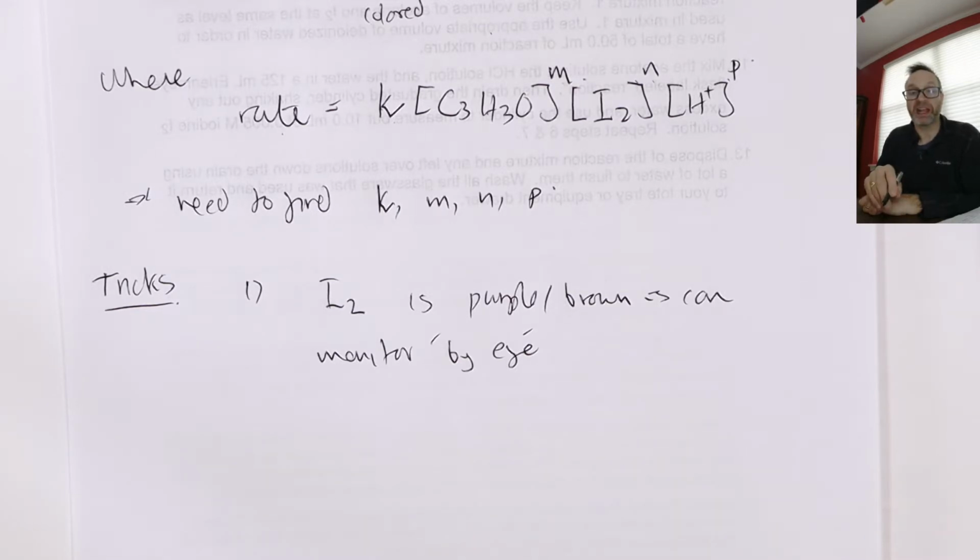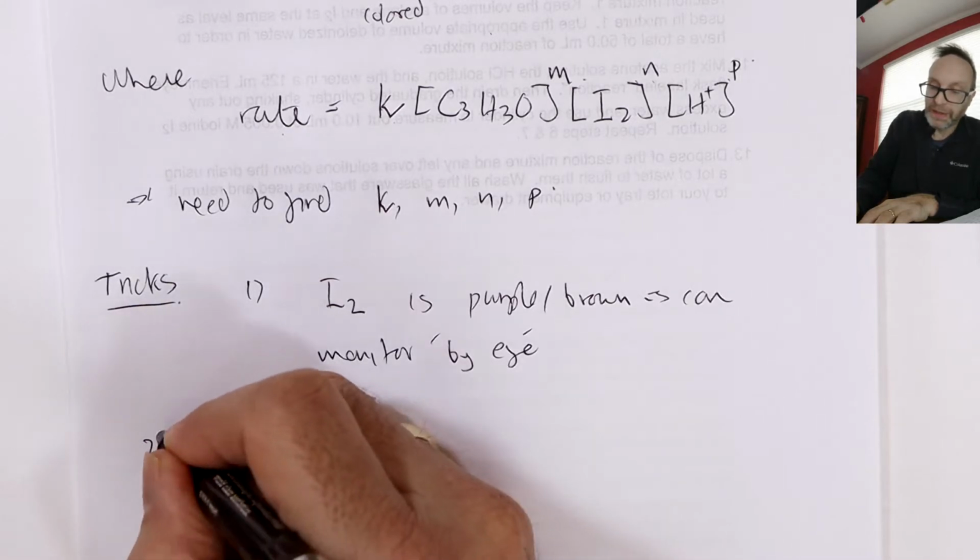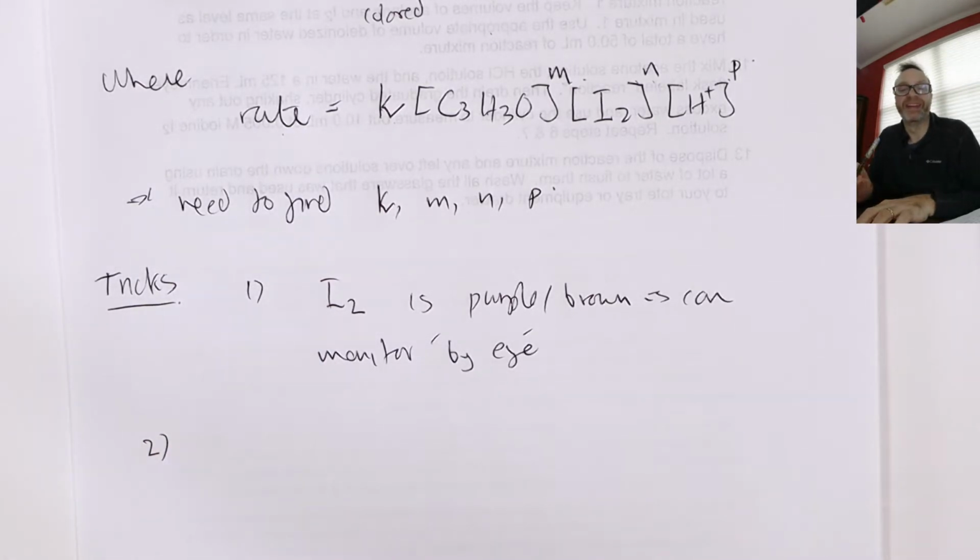Okay, so we're going to measure rate with respect to iodine. That's the bottom line. Now, 2. It's kind of a giveaway, right? In the regular semester, I actually have students do this for extra credit. You don't need to do it. It's not even in your data sheet, right?